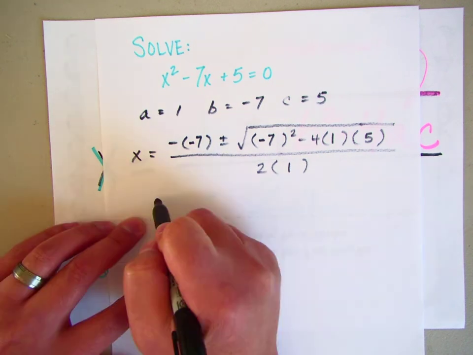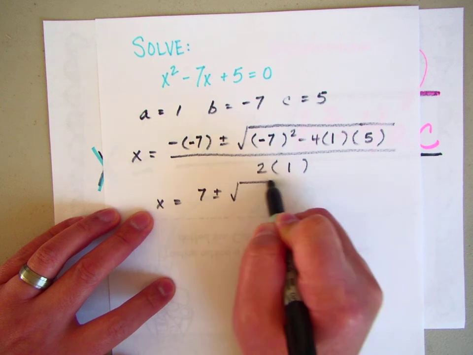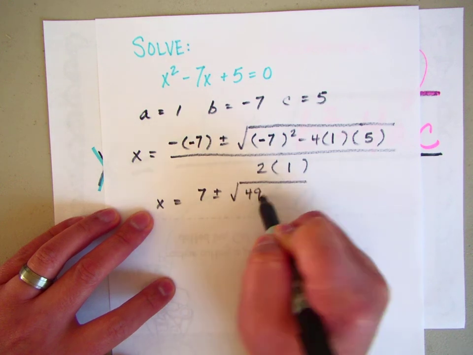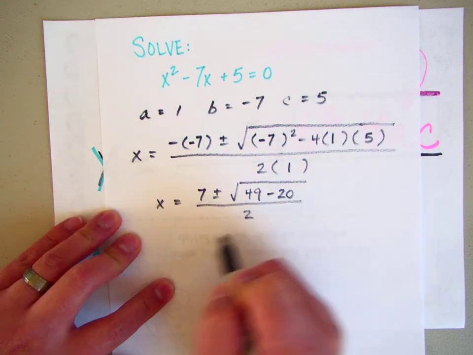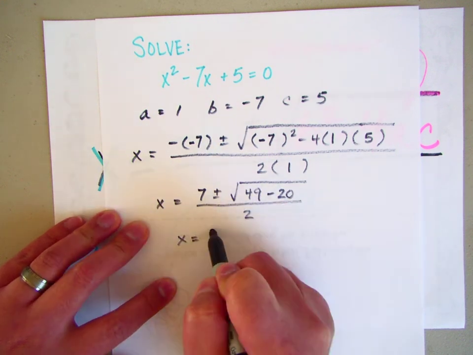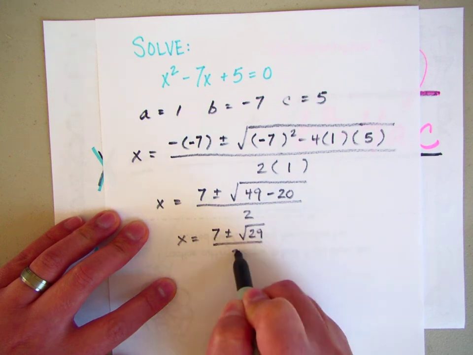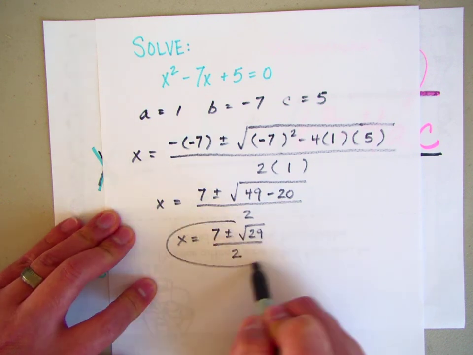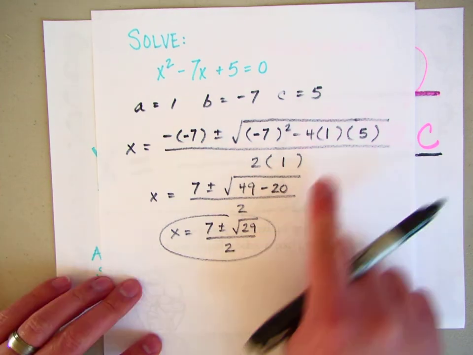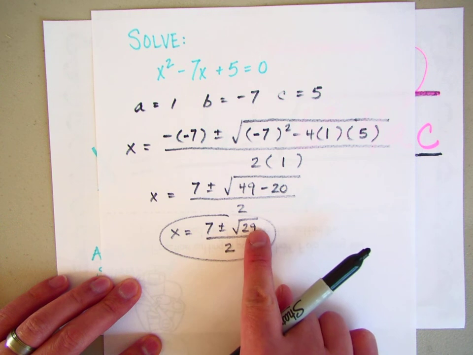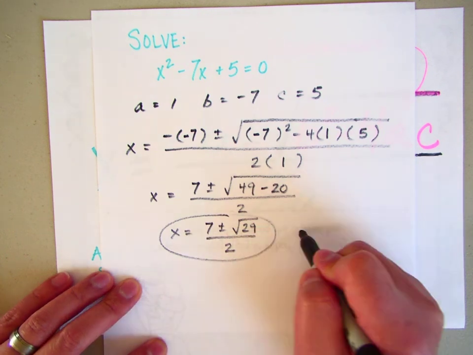The rest of the problem becomes simplifying. 7 plus or minus, that's 49, minus 20, all over 2. We've got x equals 7 plus or minus root 29 over 2. As you can see here, there is no imaginary because all the stuff that was inside the square root, the discriminant, is positive. When this is a positive number, I have two answers as a result, two real solutions.